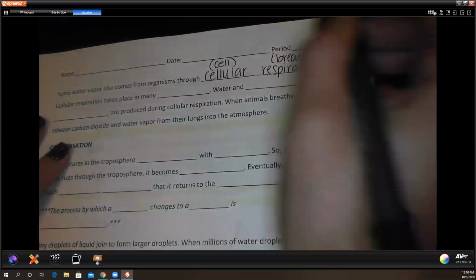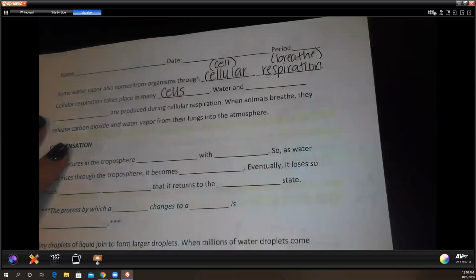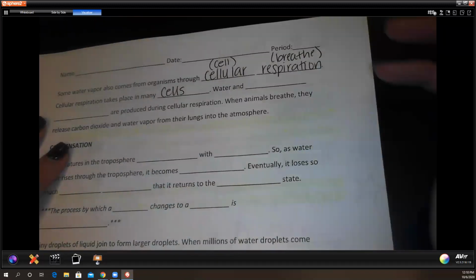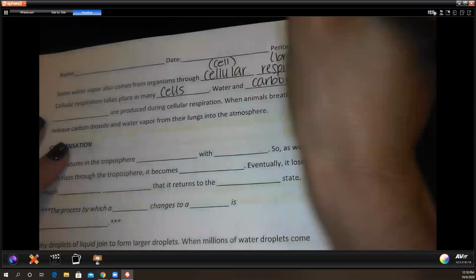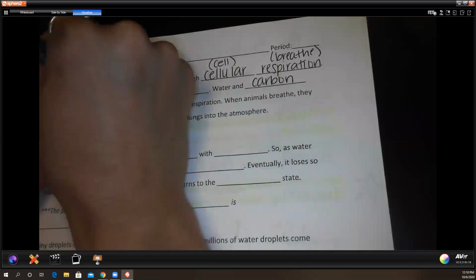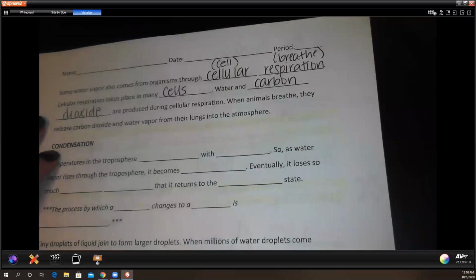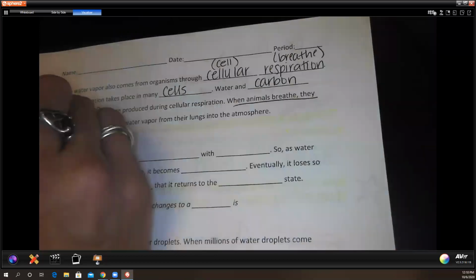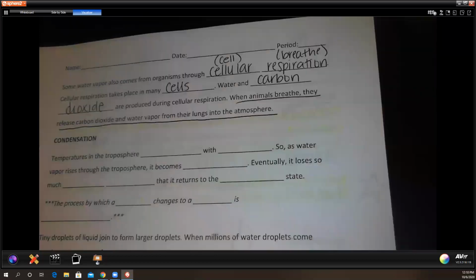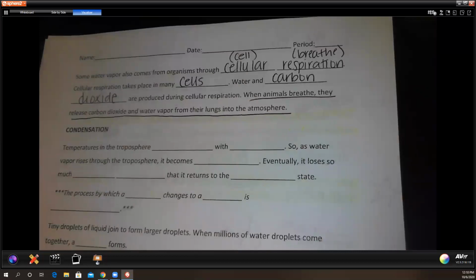Cellular respiration takes place in many cells. We're made up of trillions of cells. Water and carbon dioxide are produced during cellular respiration. When animals breathe, they release carbon dioxide and water vapor from their lungs into the atmosphere. You'll learn more about that when we talk about cells in Unit 5. Transpiration is the process by which plants release water vapor through their leaves.